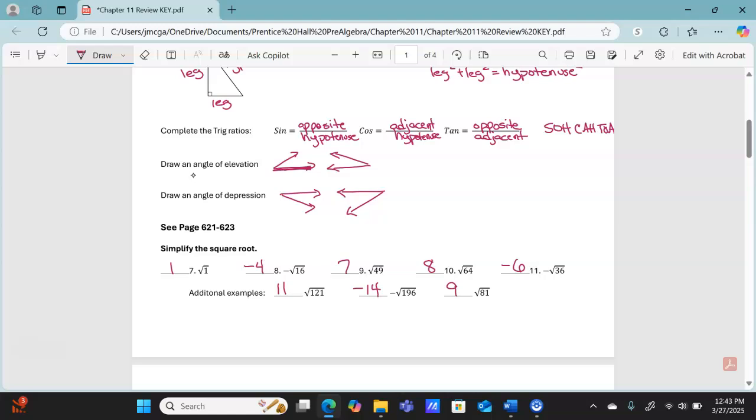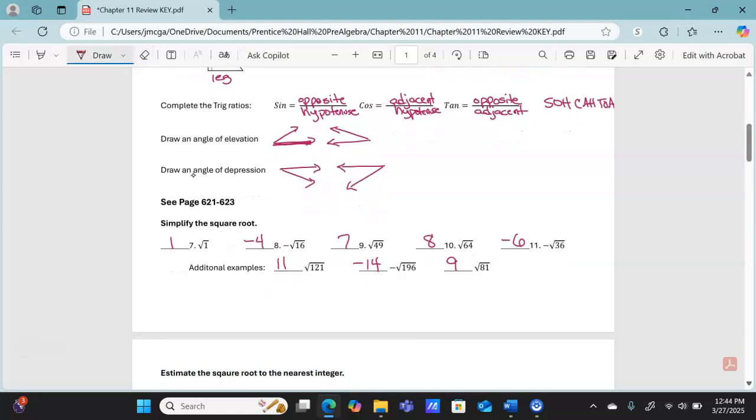Remember again that the square root is asking you what number times itself, in the case of number 8, what number times itself equals 16? Well, the answer is 4, and then we made it negative. Number 9, what number times itself equals 49? The answer is 7, not 7 squared. Just 7, because the square root is asking you what number times itself equals this.